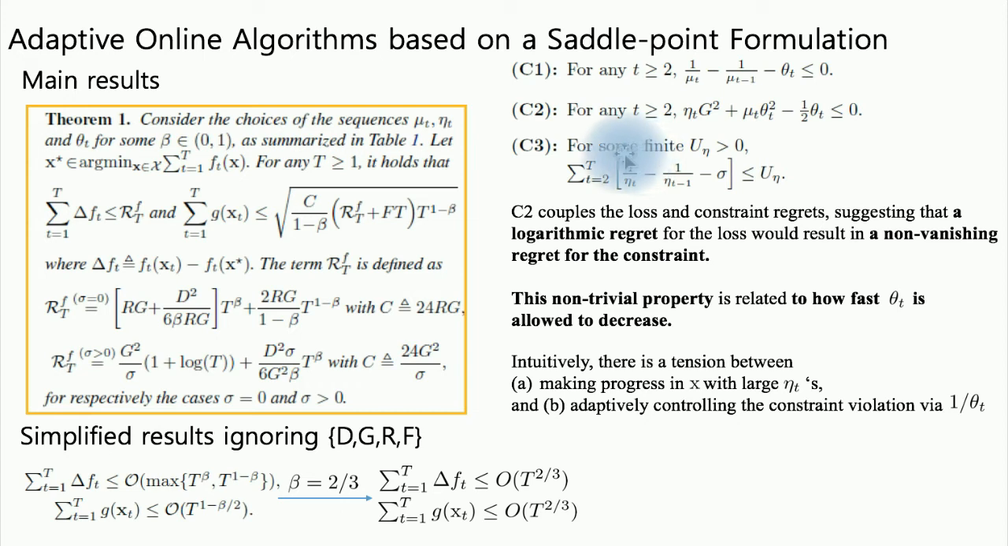And condition 2 couples the loss and constraint regret, and suggests that logarithmic regret for the loss would result in non-vanishing regret for the constraint. This non-trivial property is related to how fast theta t is allowed to decrease. Intuitively, this is a tension between making progress in x with a large eta t and adaptively controlling the constraint violation via 1 over theta t.